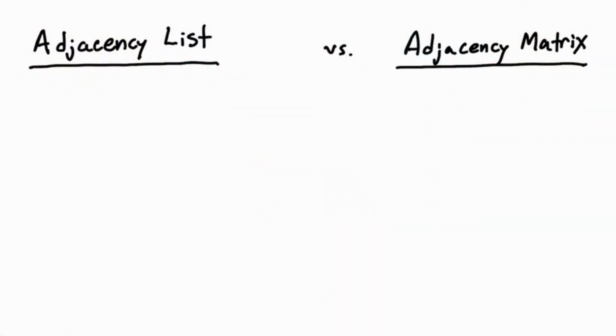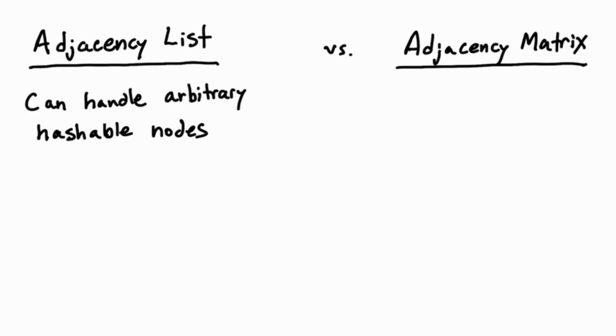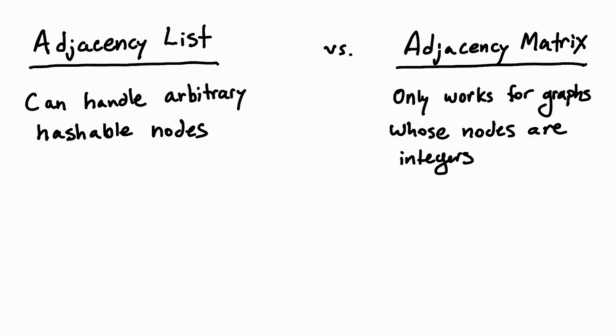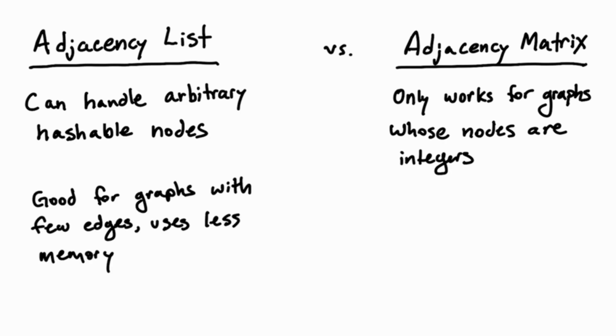We can compare the adjacency list representation and the adjacency matrix representation from different standpoints. For example, one of the benefits of the adjacency list representation is that it can handle arbitrary nodes, so long as those nodes are of a hashable type. On the other hand, the adjacency matrix only works for graphs whose nodes are integers. From the perspective of amount of memory used, an adjacency list typically uses less memory than an adjacency matrix, especially when the graph doesn't have a lot of edges. On the other hand, the adjacency matrix always records data for every edge in the graph. This means that no matter what, you're always using the maximum amount of memory required to represent the graph.